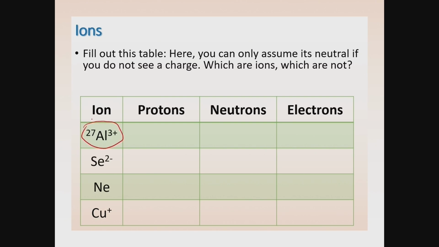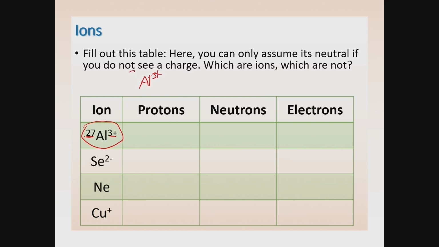I want you to notice on the left side here, on the upper left, we have a number, which is 27. But then on the right side, we have a different number. It's a number with a charge. And so let me remind you of something. Another way you might see it is like this. We have aluminum, and maybe this is 3 plus.